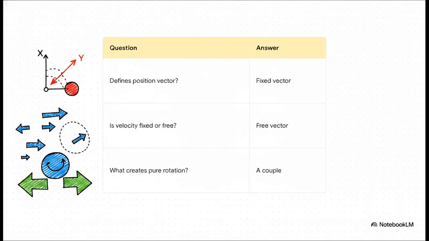Okay, let's lock that theory in with a rapid-fire knowledge check. First up, what defines a position vector? Think back. Right, it's a fixed vector defining a point relative to a specific origin. Next, is velocity a fixed or free vector? It's a free vector. Finally, what creates pure rotation with no fixed application point? That would be a couple. Awesome job. Let's keep this momentum going.